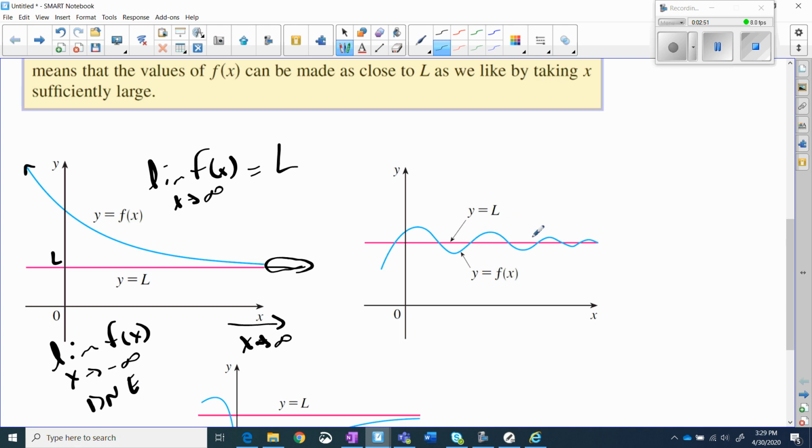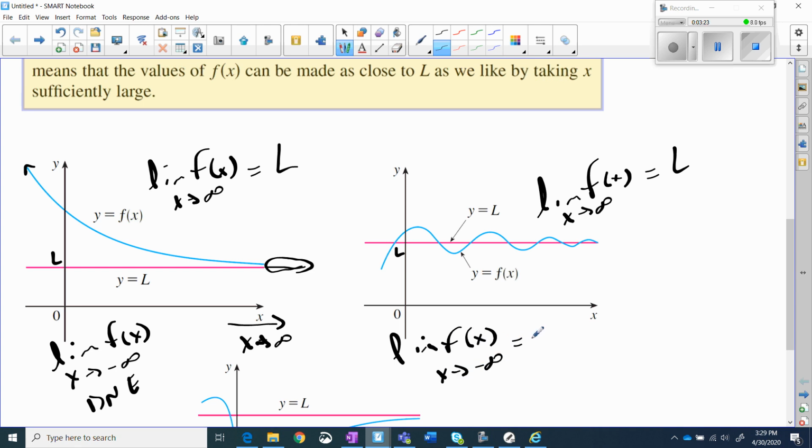Now look at this one. The limit of this function as the x values approach infinity would be, so you can kind of see you're getting this pattern of looping back and forth, but I think you would agree that if that pattern continued, you're going to get closer and closer and closer to that pink line, which is the line y equals L, as x goes to infinity.